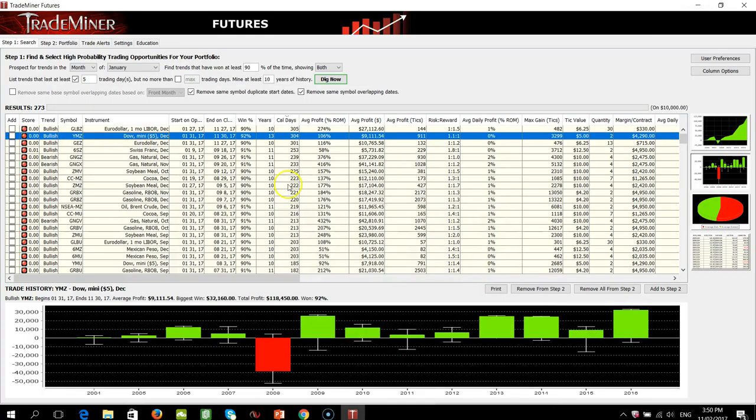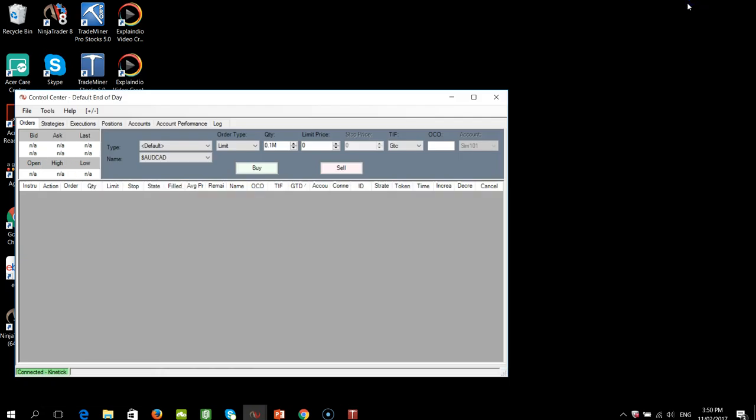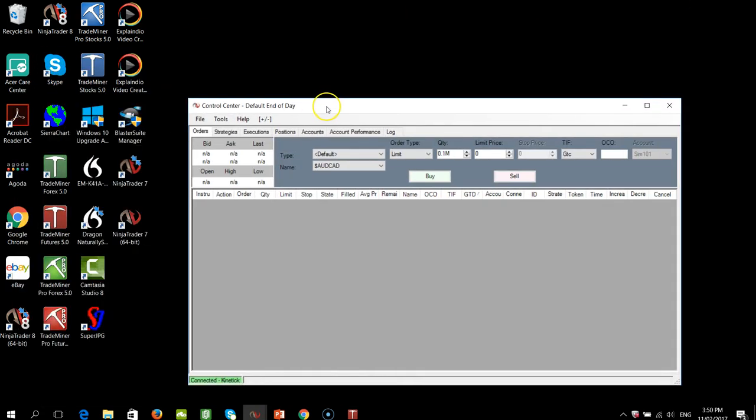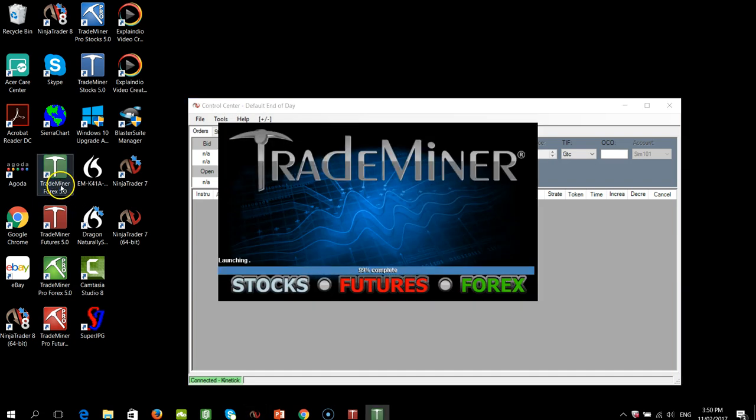Honestly, something like that, these longer term trades, I'd be looking at options. You could trade options on those. I can buy some out of the money calls if I'm expecting the market to go up, or do the puts if I'm expecting the market to come down. Let's take a look at the Forex version.